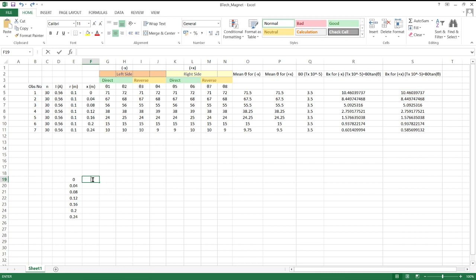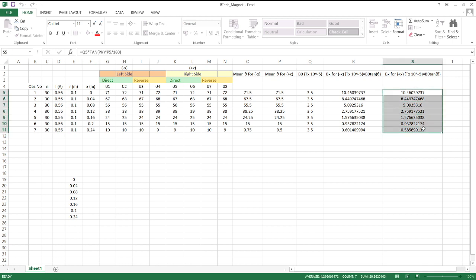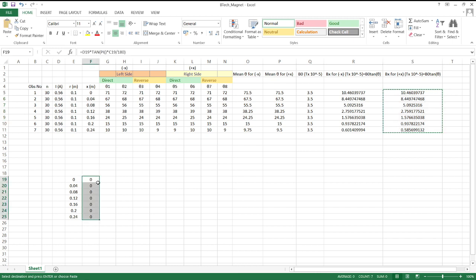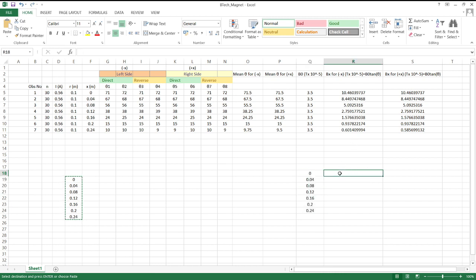So we are keeping it like this, 10 point. Let us write it down here. Let me write the values here. Control C, Control V here. We are just noting down this one.